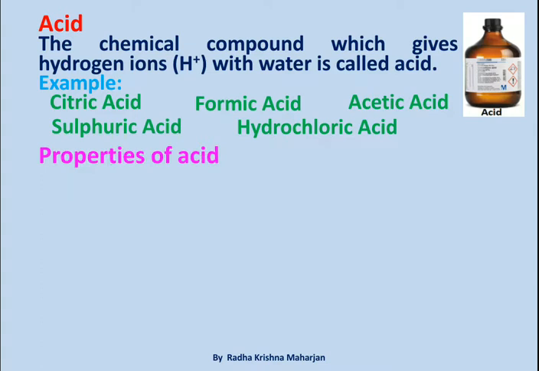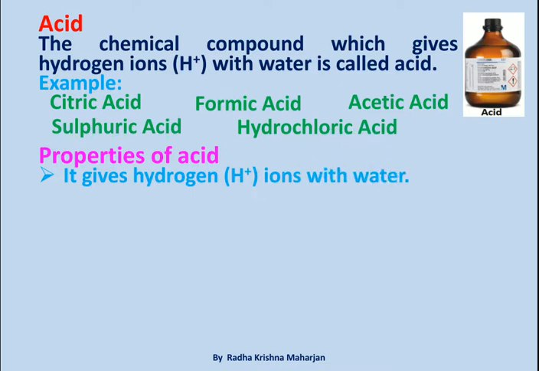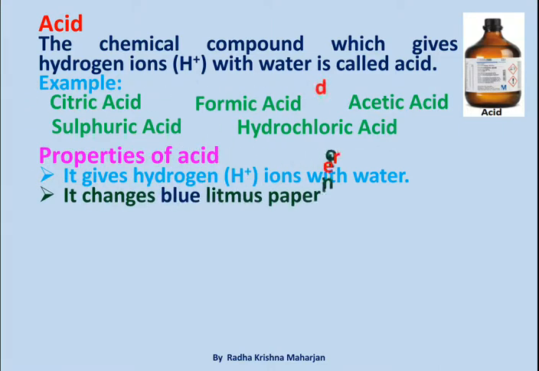Properties of acid: it gives hydrogen ions with water. It changes blue litmus paper into red. It has sour taste.